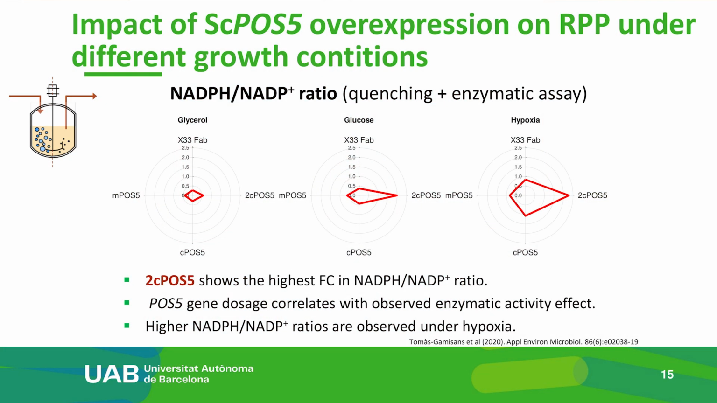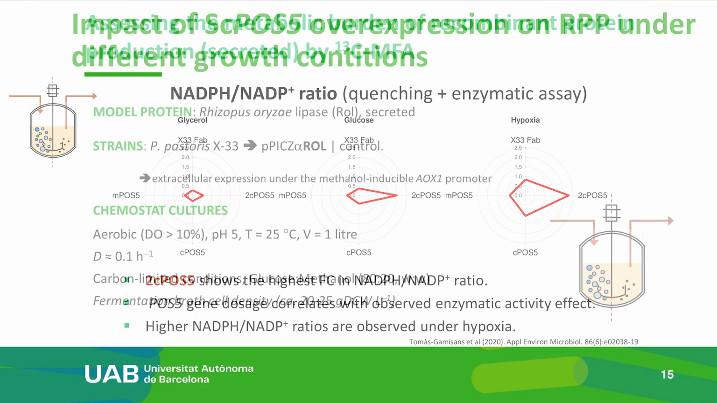This nicely correlated with the NADPH to NADP ratio in the cell. You could see that for the strain with 2 copies, this ratio was always higher, independently of the condition. The other example, okay.